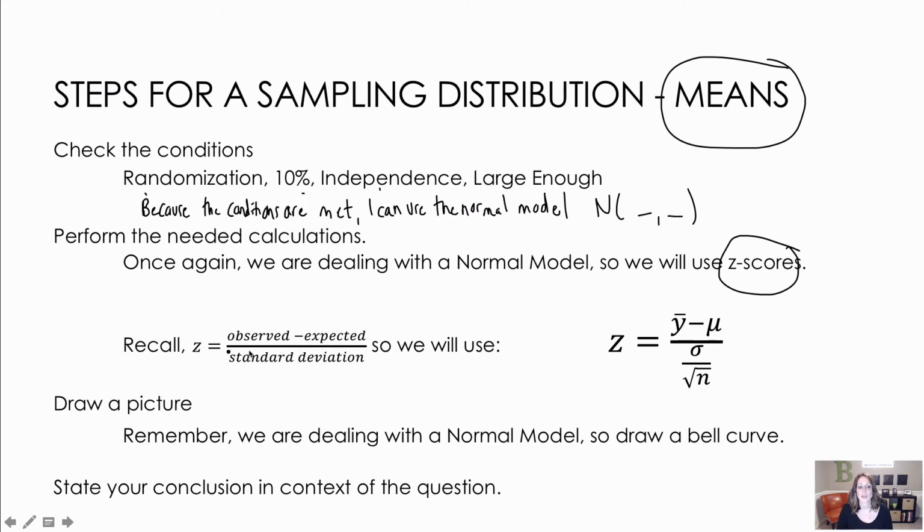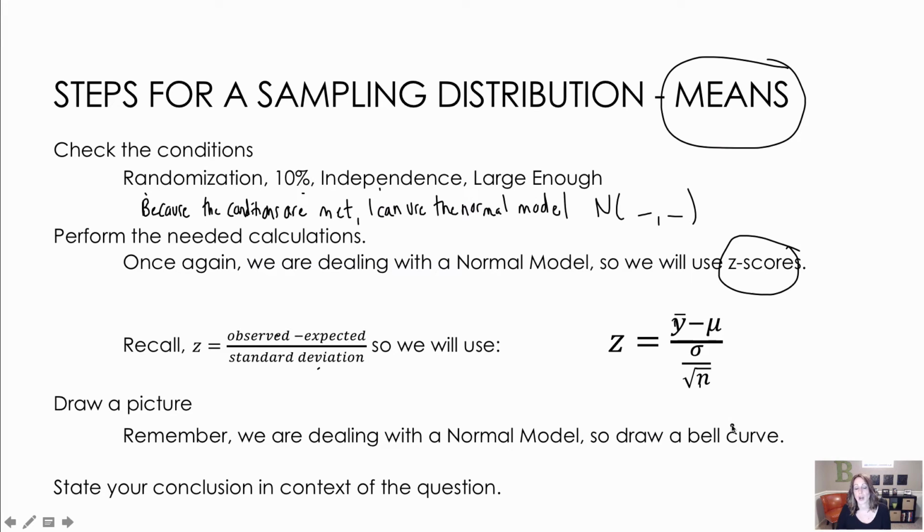So recall that z-scores are observed minus expected over the standard deviation. Now, the only thing different here is that, remember, our standard deviation is the standard deviation of the population divided by the square root of n. So it's still observed, which is our mean, that's the y bar, minus the mean of the population divided by the standard deviation of the sample.